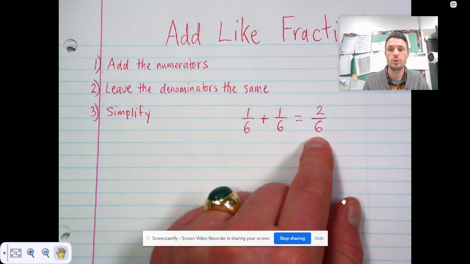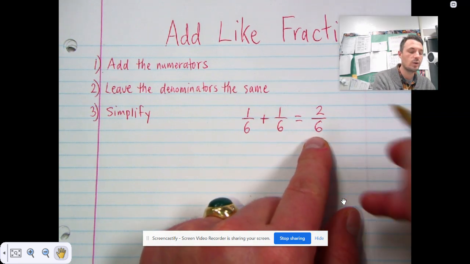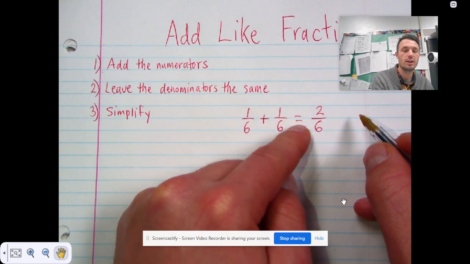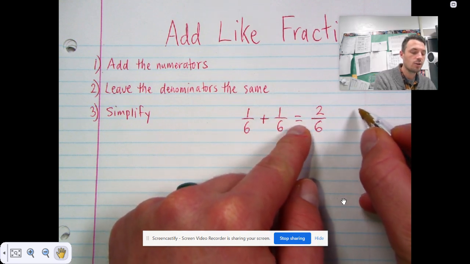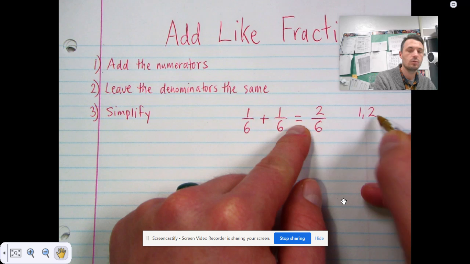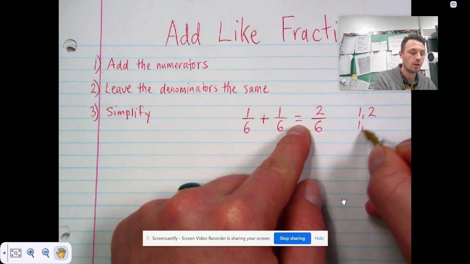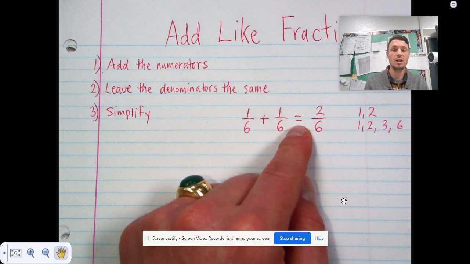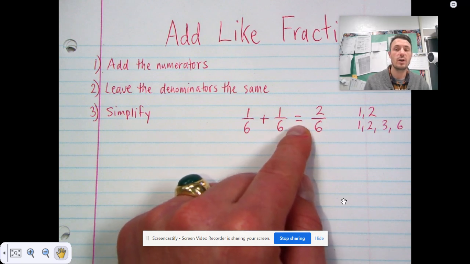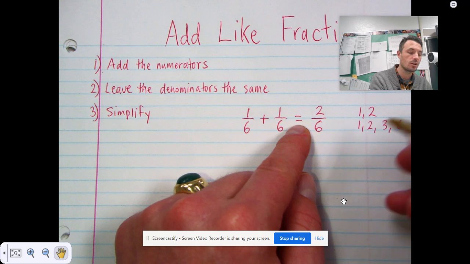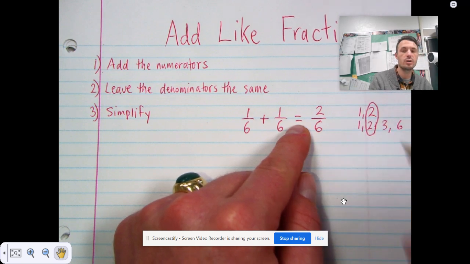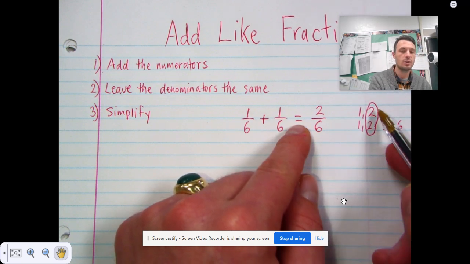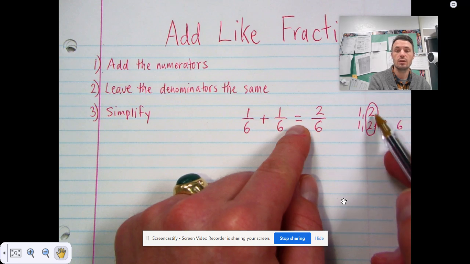In order to put 2/6 in simplest form, we list the factors for the numerator and denominator. The factors of 2 are 1 and 2. The factors of 6 are 1, 2, 3, and 6. We pick the GCF, the greatest common factor. That's the largest number that's in both lists. And what do we do with that GCF? By the way, 2 is the GCF because it's the largest number that's in this list and this list.